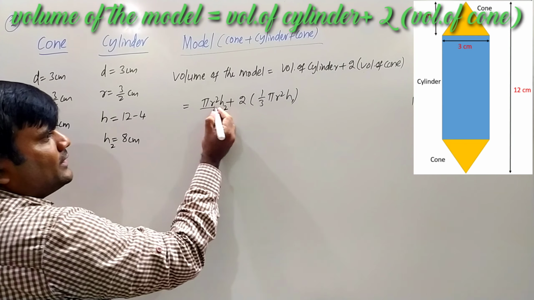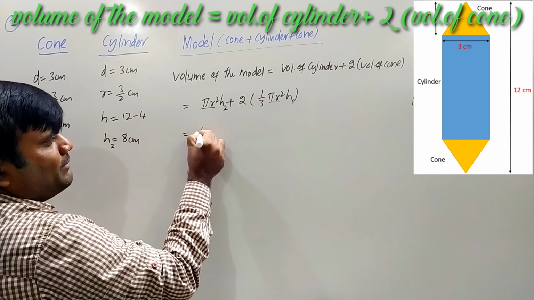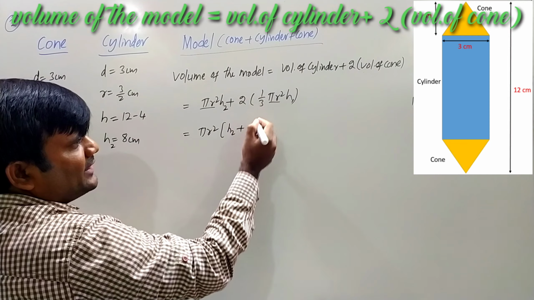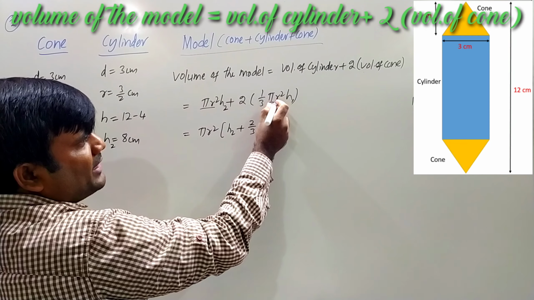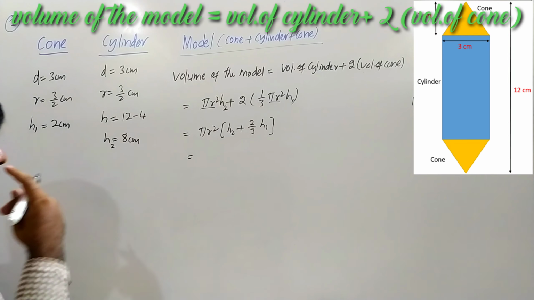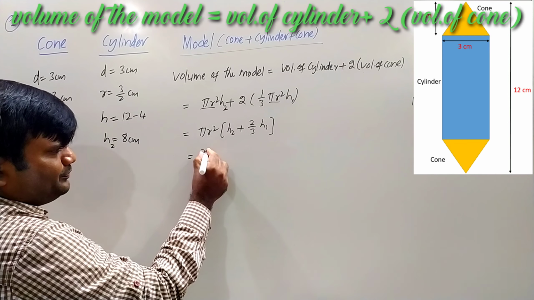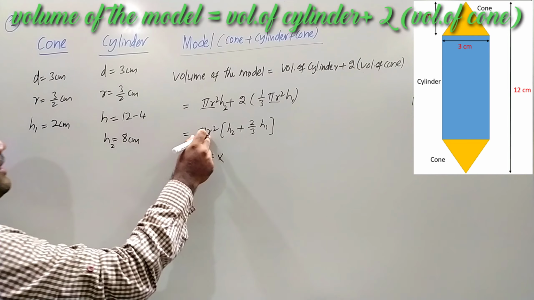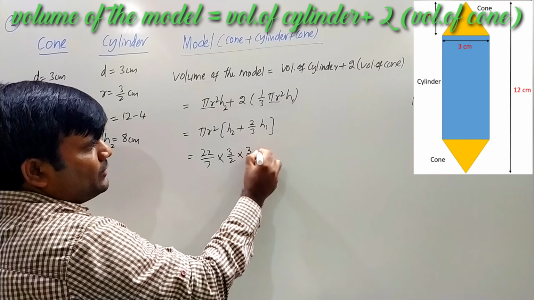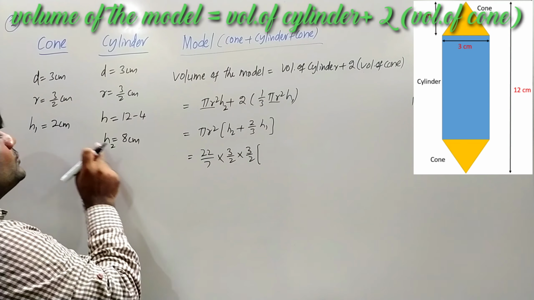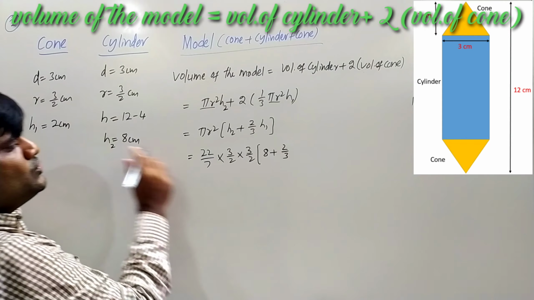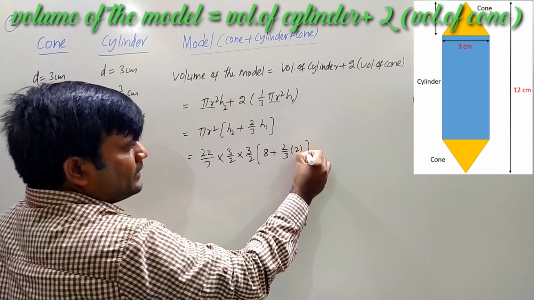Now the common term is pi r square. You should take pi r square common. The remaining one here is h2. In the second term, 2 by 3 pi r square is common, leaving 2 by 3 h1. Now replace all the values. Pi is 22 by 7, r is 3 by 2, so 3 by 2 into 3 by 2, and h2 is 8 centimeters, plus 2 by 3 h1, which is 2 into 2.